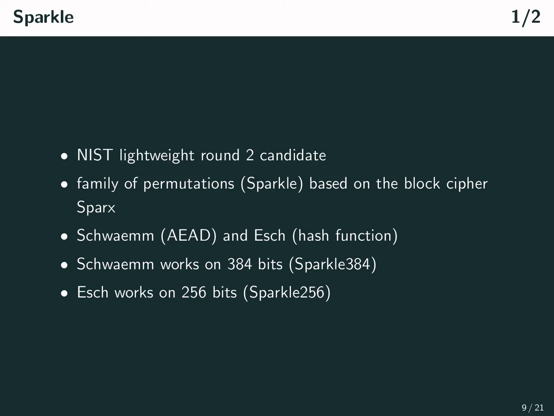Sparkle is a family of cryptographic permutations based on the block cipher Sparx. Schwemm, an authenticated encryption with associated data scheme, and Esch, a hash function, follow a non-Heisenberg design approach and share Sparkle as their underlying permutation. Schwemm and Esch work on a relatively small state, which is only 256 bits for the most lightweight instance of Schwemm and 384 bits for the lightest variant of Esch.